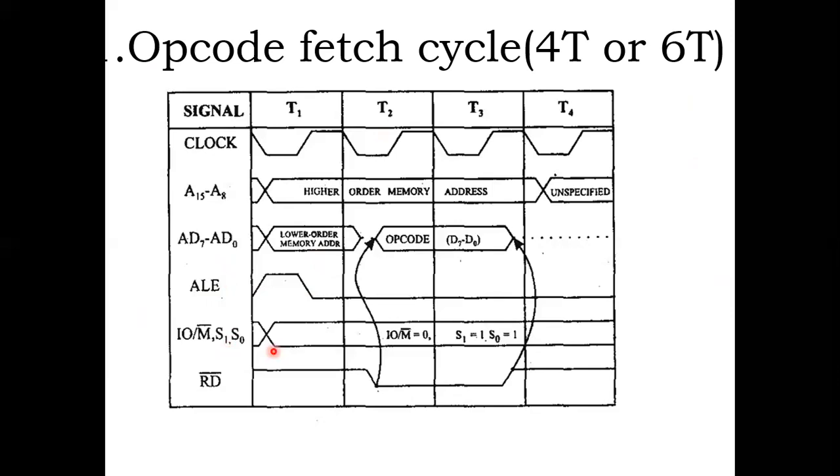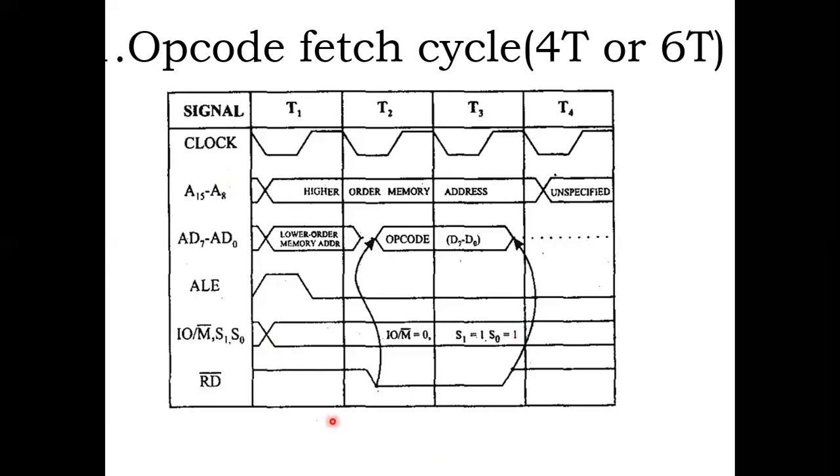We need to select the memory, then we need to define the S1 and S0 values. To select the memory, you have to put 0. If you are selecting opcode fetch, you have to put 1 1. This is the concept written here. Opcode fetch is a read process.